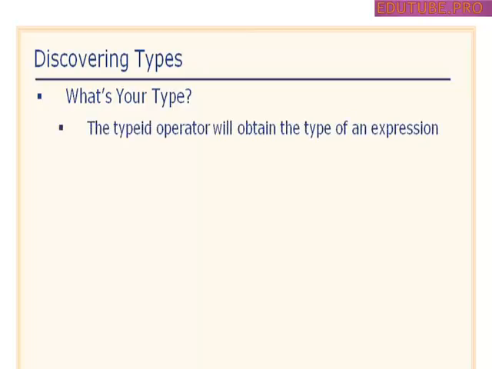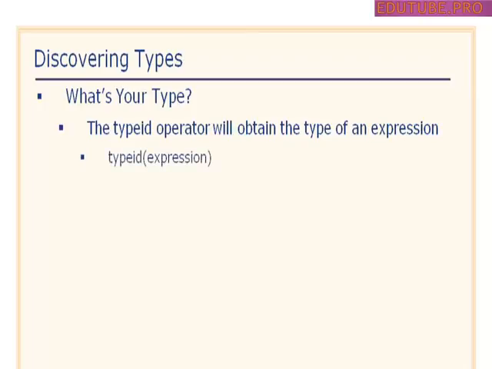Let's go from the other direction. I've got a variable here, or I've got an object, and I need to know what type it is. Well, as it turns out, the question of what's your type, isn't that clever, is answered in C++ by the typeid operator. Now you're going to use the typeid operator to look at a variable or whatever you want to look at and obtain the type to see exactly what type is being delivered.